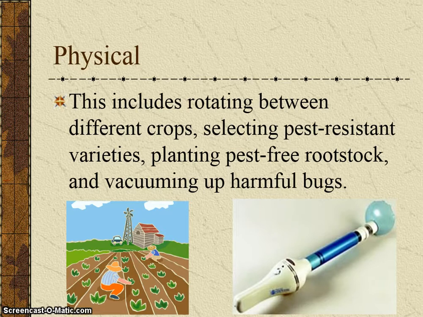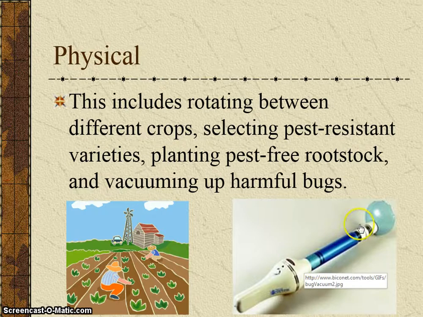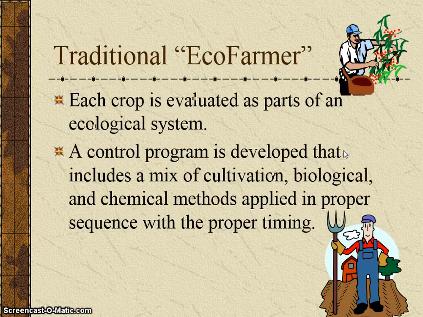Maybe you can be really, really careful about the stock that you plant in the first place and make sure that it's free of pests, or you can take other physical precautions, like actually going around with a vacuum, that's what this thing is, and vacuuming up the harmful bugs. This you don't necessarily need to write down. It's just some examples of what a traditional eco-farmer would be.